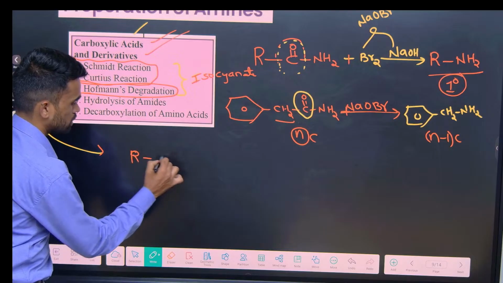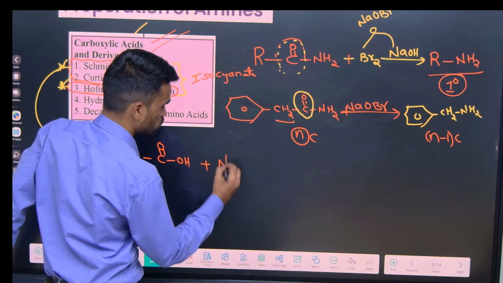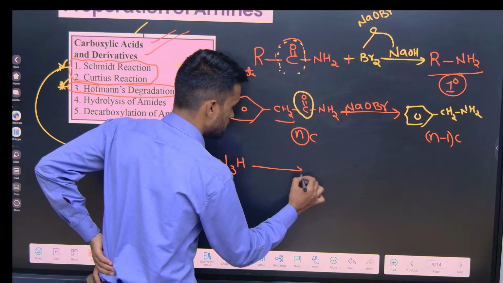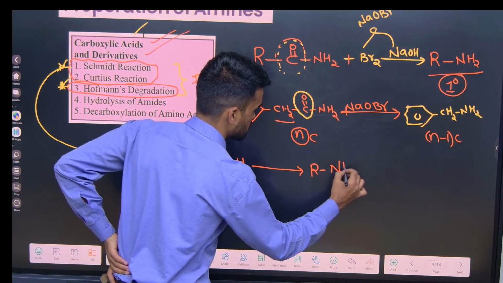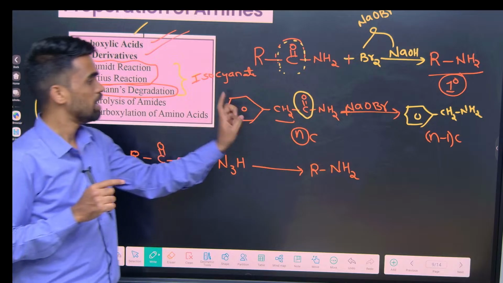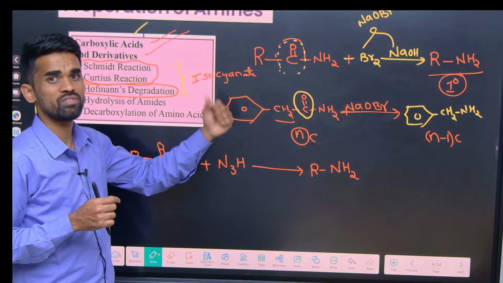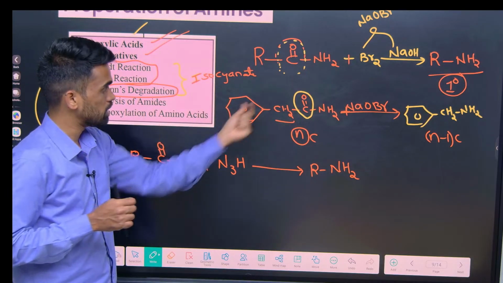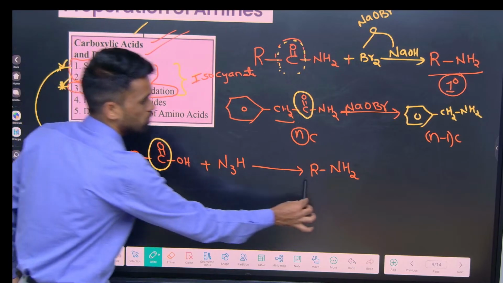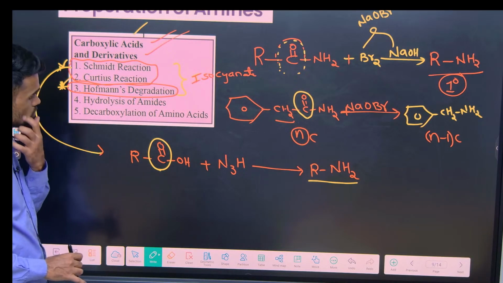Take a carboxylic acid. Upon treating with hydrazoic acid, N3H, you are going to get RNH2 type of product. I am not explaining the mechanism, just remember this reaction. I made separate sessions for the mechanism of Hoffman bromide degradation previously. If you are interested, you can watch it, but this discussion is enough here. Here also the CO group is eliminated and you get RNH2, with one carbon less in the final product.